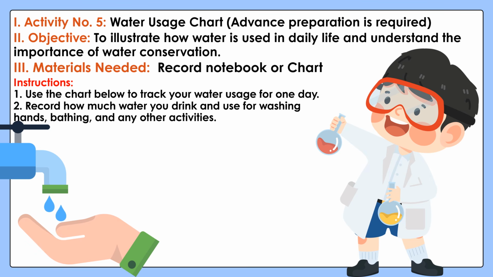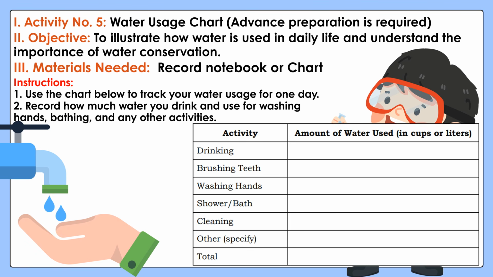Instructions: use the chart below to track your water usage for one day. Record how much water you drink and use for washing hands, bathing, and any other activities. The activities are drinking, brushing teeth, washing hands, shower or bath, cleaning, and others, specify. Then write the total amount of water used, either in cups or in liters.